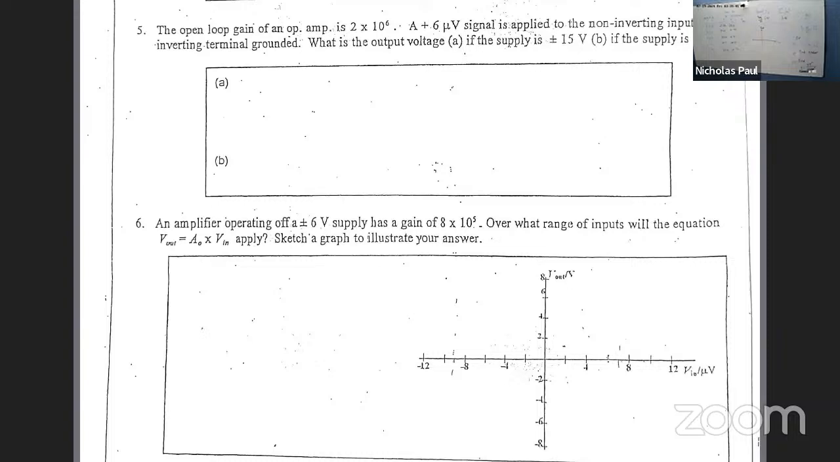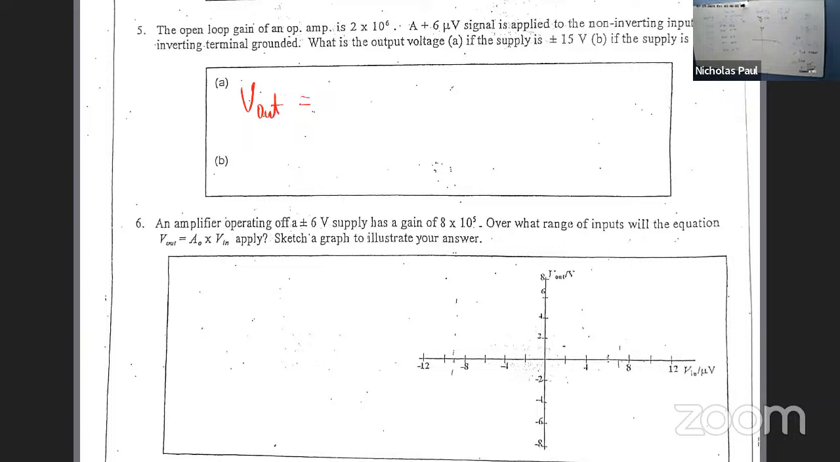That's if they ask for the maximum, then answer that. What should they ask? What is the output voltage? Right, so they want you to find V out. How do you find V out again?